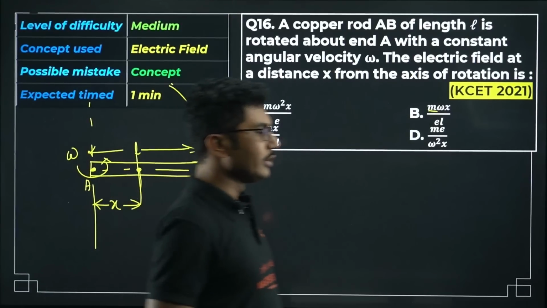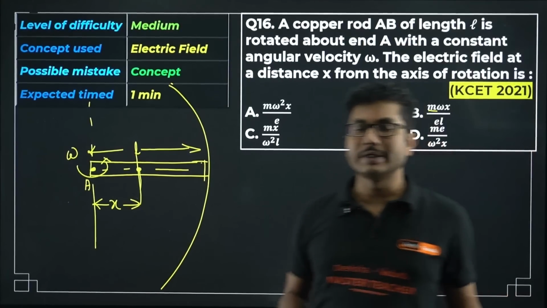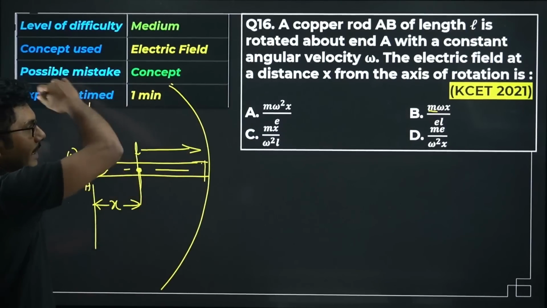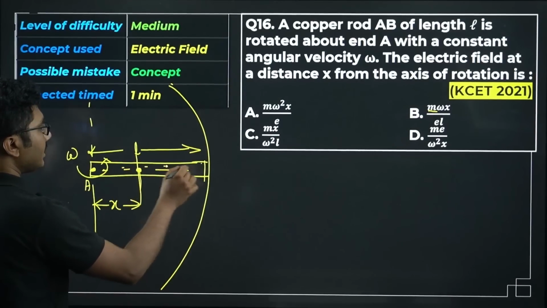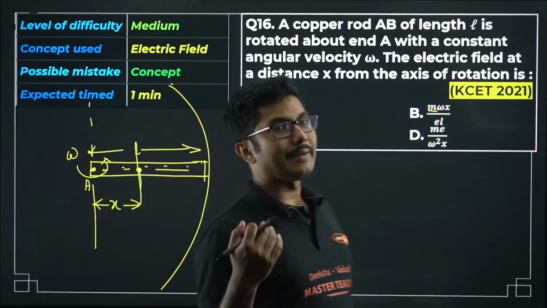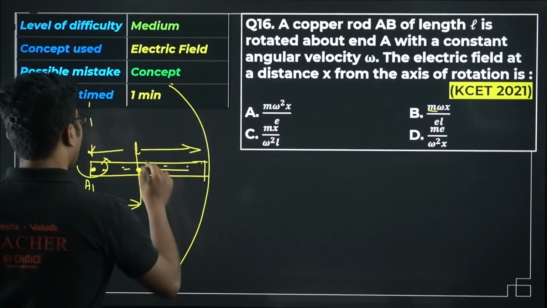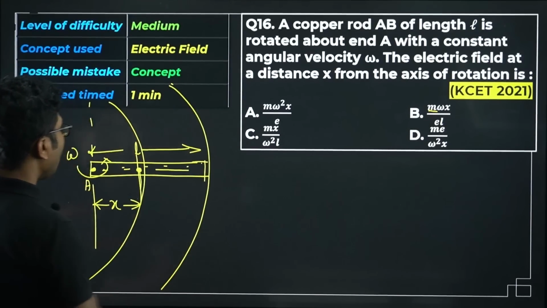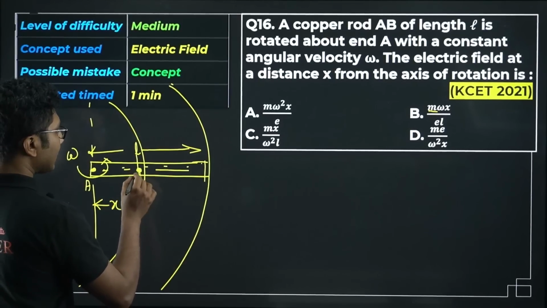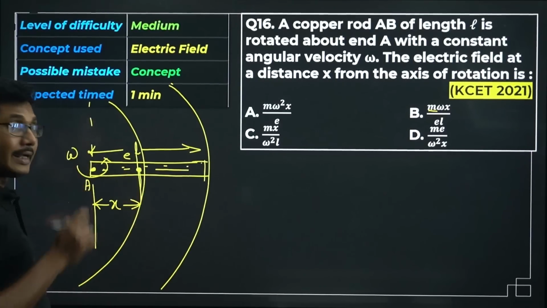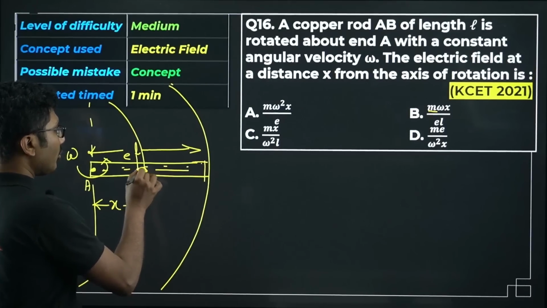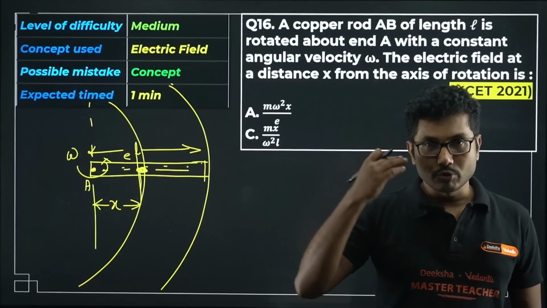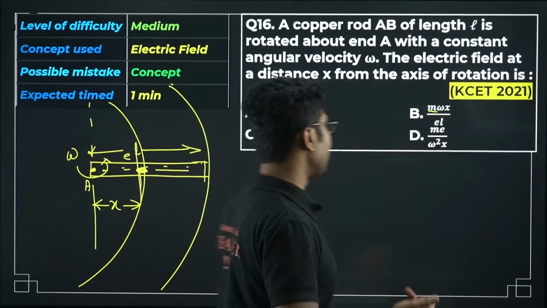So suppose we will take one electron located at this position. If this rod is rotating at the angular speed omega, every point on this rod will also rotate with the same angular speed omega. So uniform angular speed means that all the points rotate with the same angular speed. Now suppose this is the distance x. Now we consider a small electron located here. Now this small electron will also rotate with the same angular speed omega. Now when an electron is rotating in an angular motion, there is a force acting on it. What is that force?